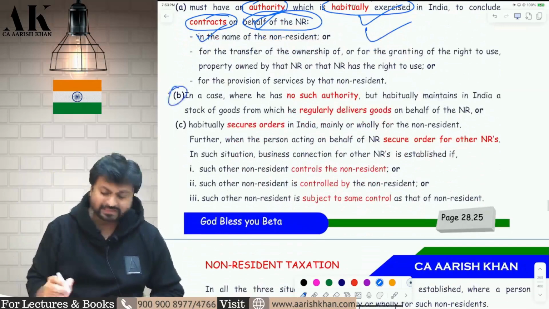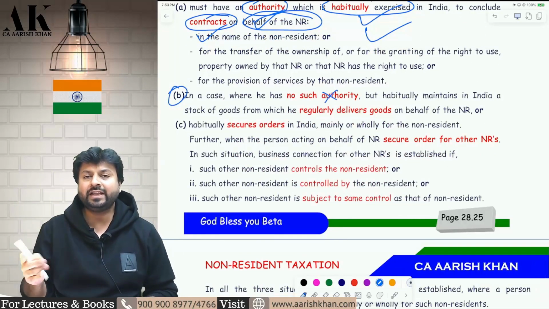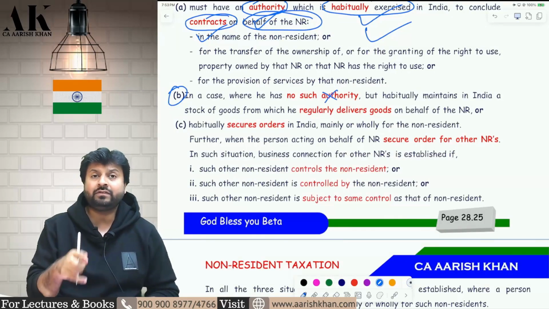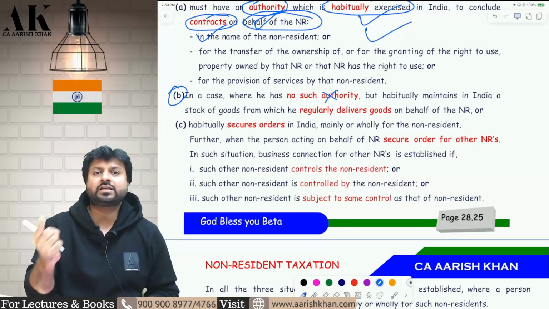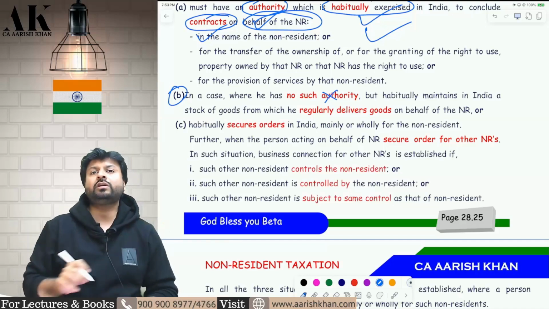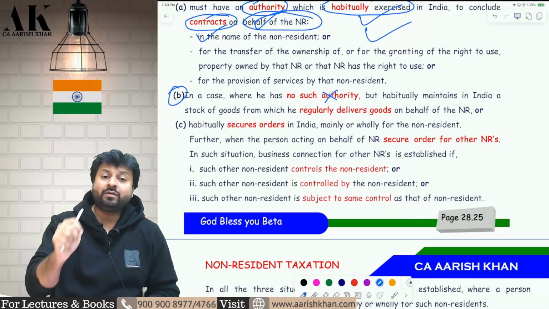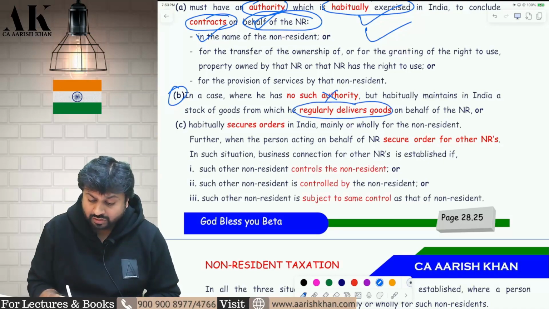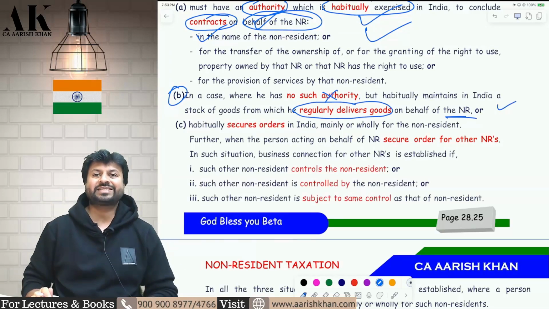Similarly, point number B says that even if you don't give such authority to the agent, meaning the authority to conclude contracts, but you only give him the power to regularly deliver goods on behalf of you, then that is also covered under the income tax law. I hope it is clear to all of you.